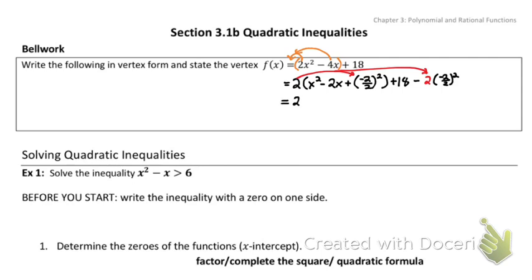Simplifying some stuff, the parentheses should be easy. We just take the x and whatever's in the parentheses. So we're going to have x minus, and negative 2 divided by 2 would be a negative 1, squared. And we're basically going to have 18 minus 2, which is going to be our 16.